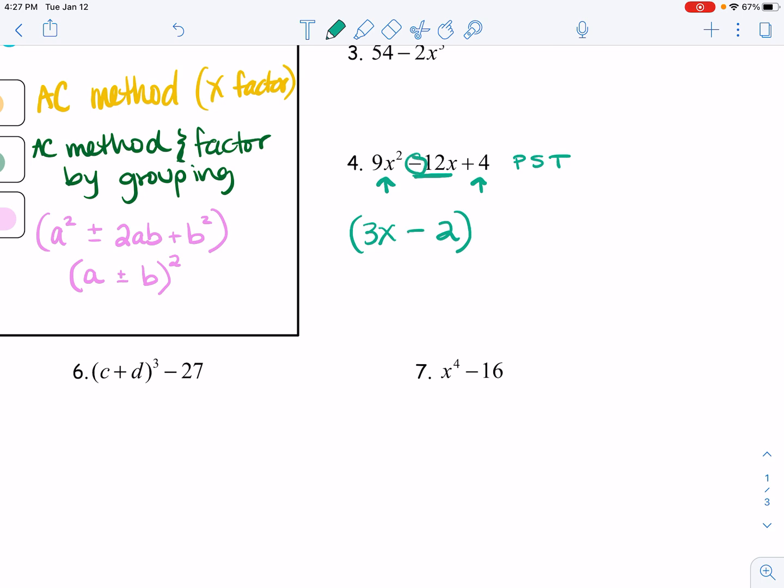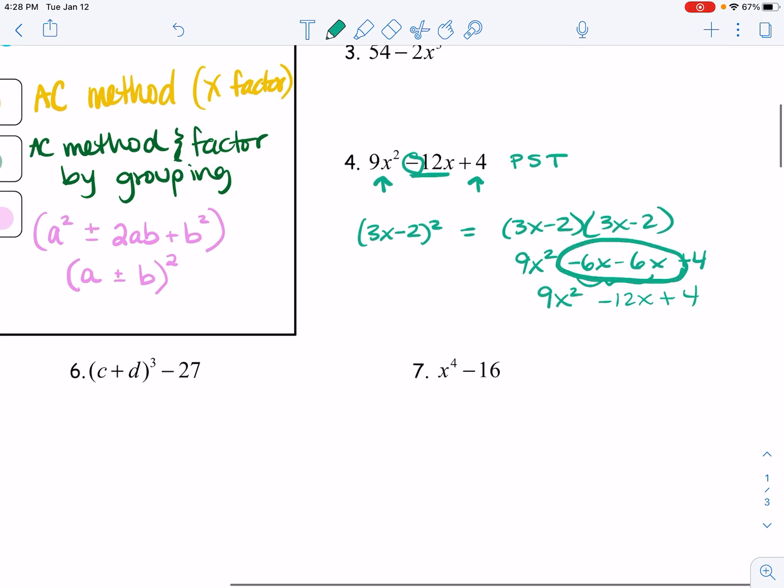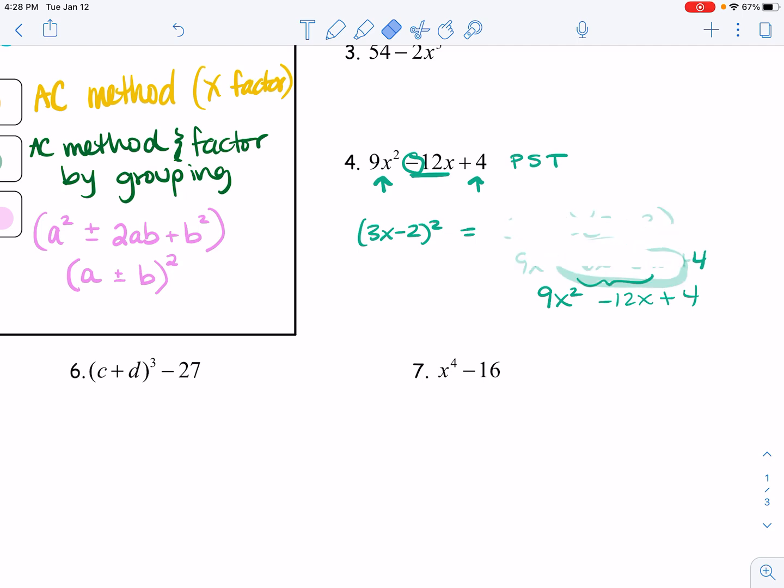Because there was a negative here, I keep the negative and I square that binomial. You can always check your work. 3x minus 2 squared. We know that's 3x minus 2 times 3x minus 2. First times first. Outer, inner, last. So you get the same thing. The reason why it's double is because you're getting that same thing for the outer and the inner multiplication. So you're essentially multiplying that by 2 or doubling it.